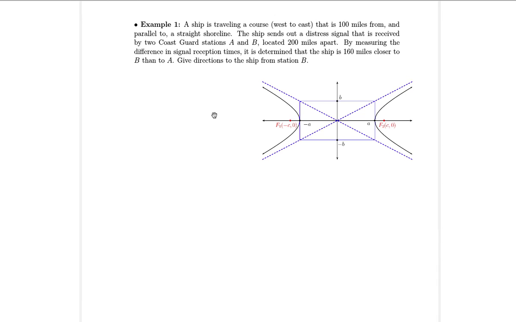So it says that a ship is traveling on a course west to east that is 100 miles from and parallel to a straight shoreline. The ship sends out a distress signal that is received by two Coast Guard stations A and B, and those are located 200 miles apart. By measuring the difference in signal reception times, it is determined that the ship is 160 miles closer to B than to A. Give directions to the ship from station B.